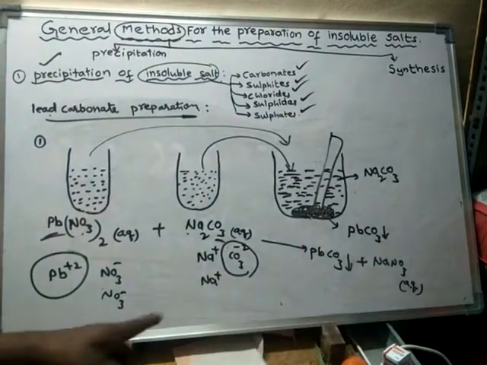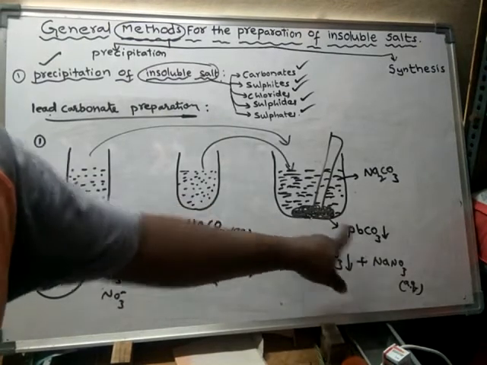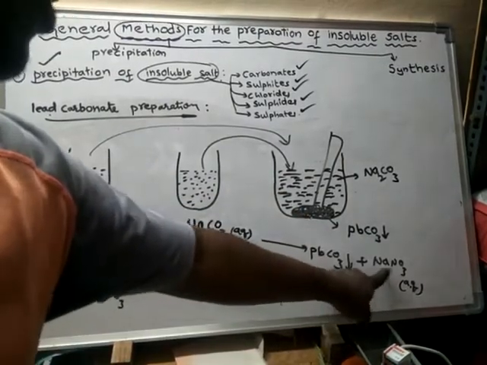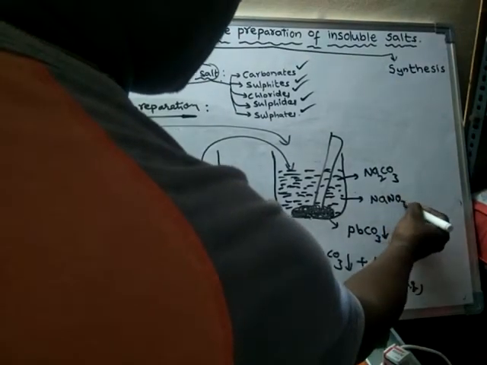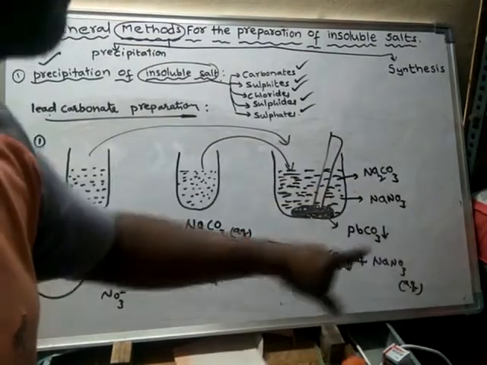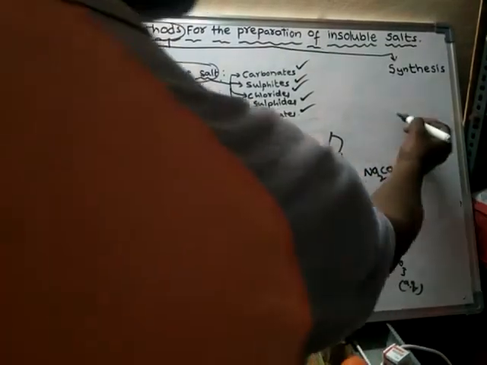So this particular beaker contains the insoluble salt lead carbonate, which is newly formed, and some excess sodium carbonate is present, and this is also a newly formed salt. It is also a soluble salt, NaNO3. So this solution has these two as soluble salts, and this is the insoluble salt. Now just filter this solution. Take a funnel, put a filter paper on it.